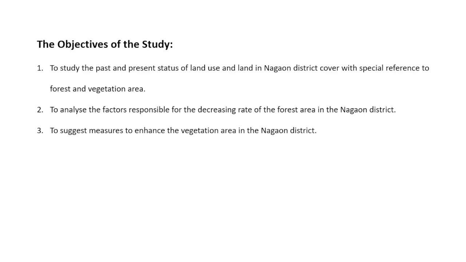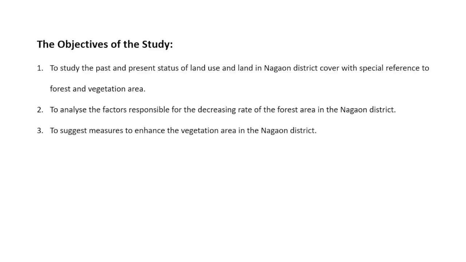The first objective aims to provide a comprehensive analysis of the past and present status of land use and vegetation cover in Nagaon District. By examining historical data and current land use patterns, the study seeks to identify significant changes over time. This objective is essential for establishing a baseline understanding of how land use has evolved and what specific areas have experienced the most significant changes. It helps in identifying trends and patterns that are crucial for planning and management efforts aimed at sustainable development.